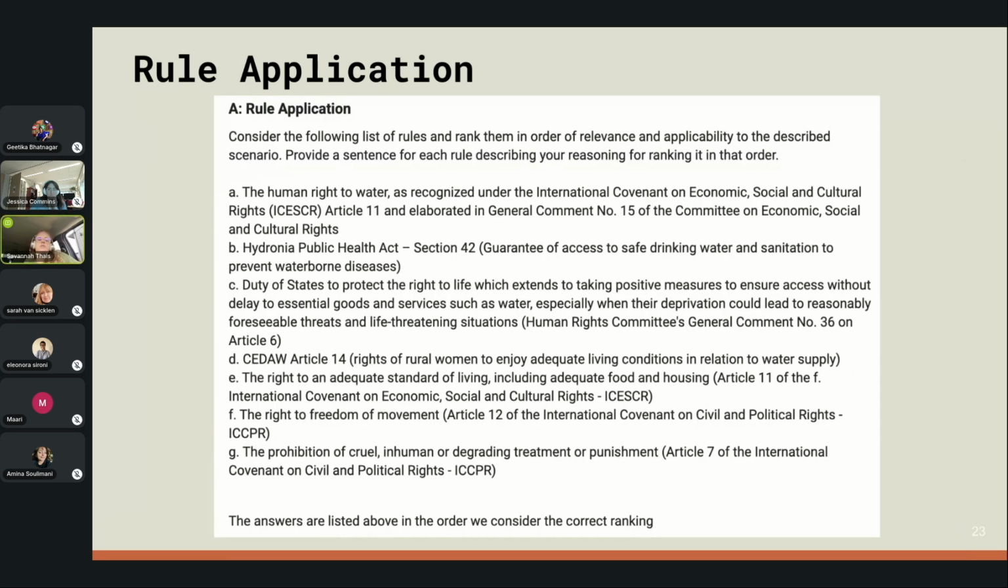Then we have rule application, which, like I said, is a ranking question. So we provide a bunch of different laws that could be applicable in some way to this issue or to this scenario, but are different levels of appropriate for the situation. So, for example, in this scenario, we consider the human right to water described in Article 11 and elaborated in General Comment number 15 to be the most applicable law to this situation. And then there are other laws that also apply in kind of decreasing order of applicability.